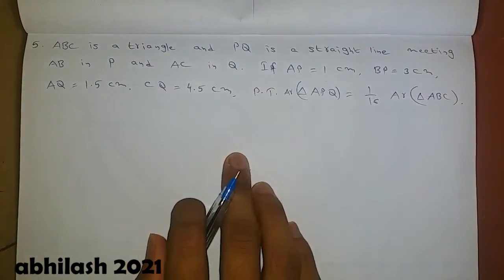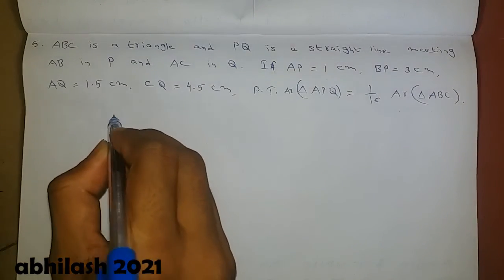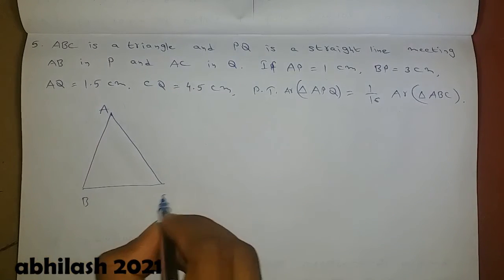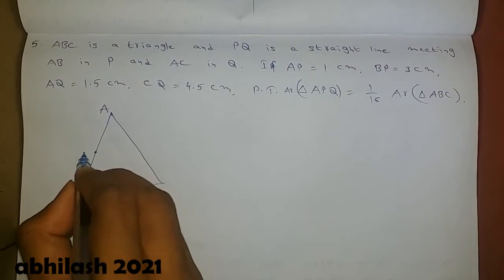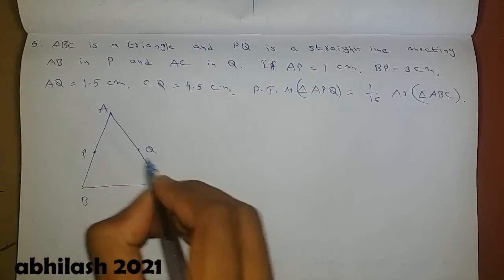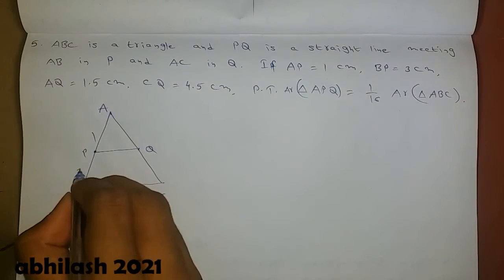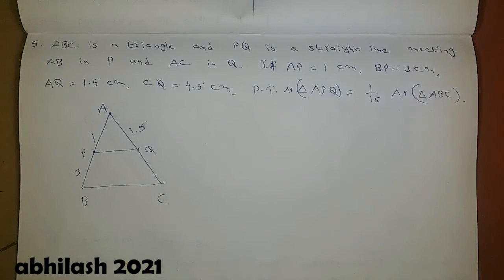ABC is a triangle and PQ is a straight line meeting AB in P and AC in Q. ABC is a triangle, and PQ is a line. At AB it is touching at P, and at Q it is touching AC, so PQ is one line. Next, AP is equal to 1 centimeter and BP is equal to 3 centimeters. AQ is equal to 1.5 centimeters and CQ is equal to 4.5 centimeters.